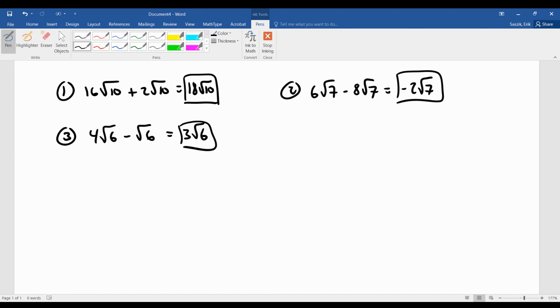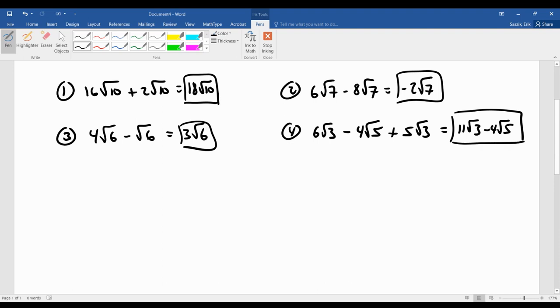Now, the other thing to keep in mind is sometimes, watch this. If I do 6 root 3 minus 4 root 5 plus 5 root 3, where do you have like terms? Well, here and here, 6 root 3 and 5 root 3 would be 11 root 3. This thing doesn't have a like term, so that would just be hanging out there. You can't combine it with the root 3. There's nothing to combine it with, so you'll have that sometimes.